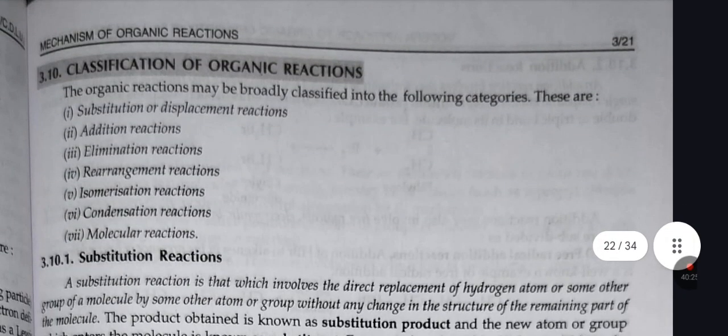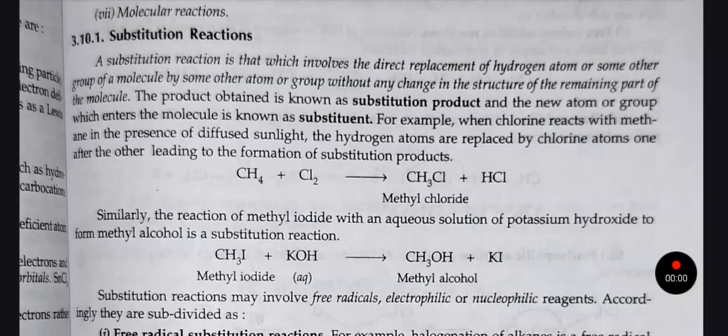Classification of organic reactions. Organic reactions may be broadly classified in the following categories. These are substitution or displacement reaction, addition reaction, elimination reaction, rearrangement reaction, isomerization reaction, condensation reaction, molecular reaction. Substitution reaction. A substitution reaction is one which involves the direct replacement of a hydrogen atom or some other group of atoms by some other atom or group without any change in the structure of the remaining part of the molecule.